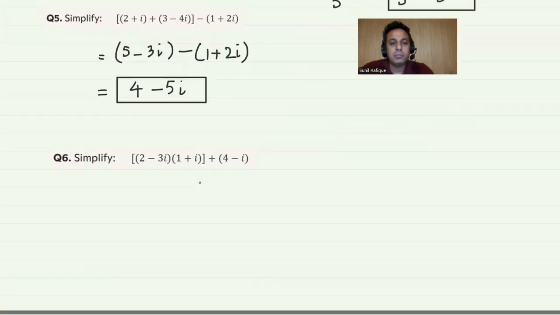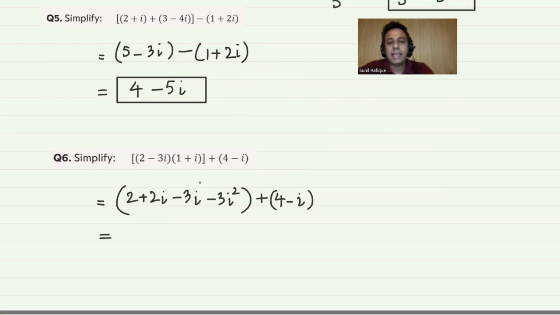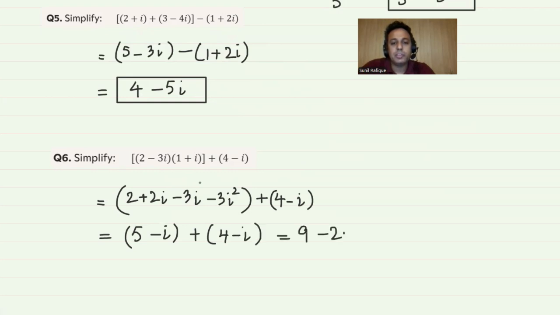And the last problem, first you need to simplify the inner bracket, which is a product of these two complex numbers. So 2 + 2i − 3i − 3i squared. I have simplified the innermost expression first. Keep the 4 − i outside. 2, and this negative 3 into negative 1 is a positive 3. 5 − i, and plus a 4 − i. So that's going to be 9 − 2i.